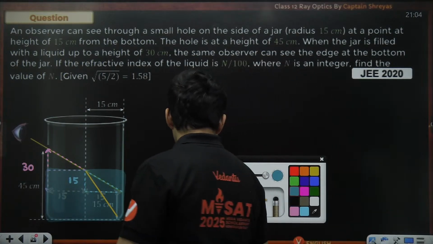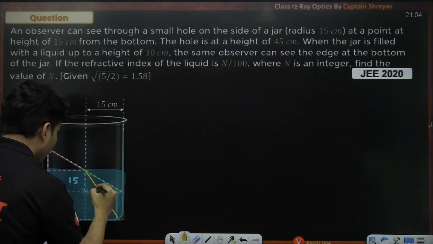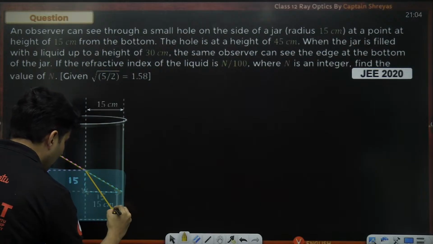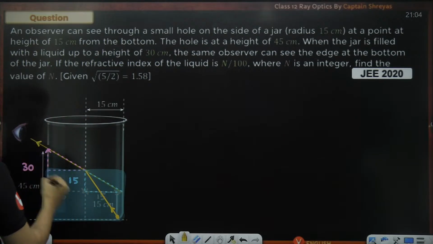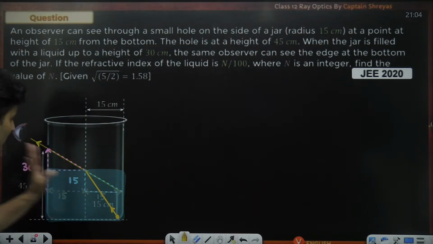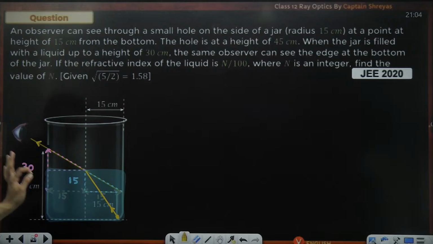So that is the final ray diagram. This particular light ray is going like this. This is my object, and finally the light bends and comes over here. Okay, this much is fine till this particular point. Now we need to think about what the refractive index is.